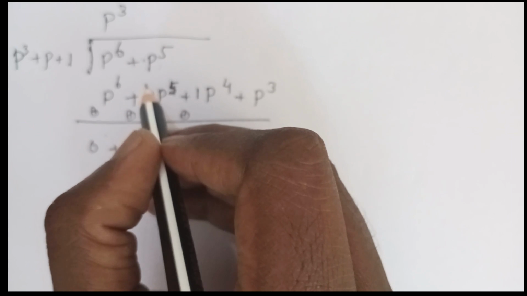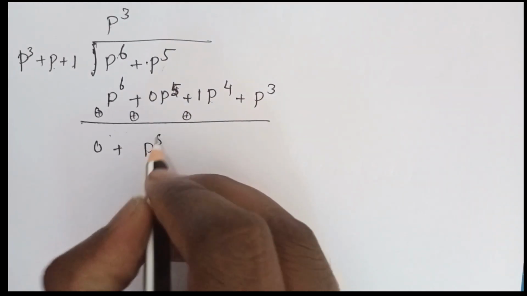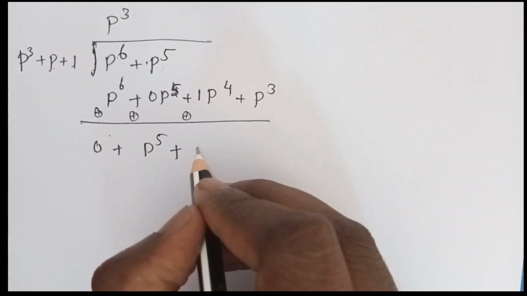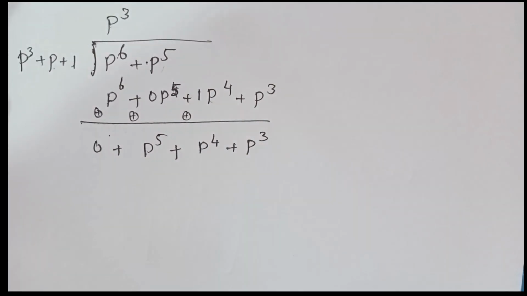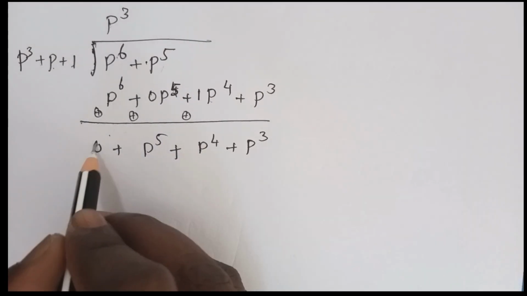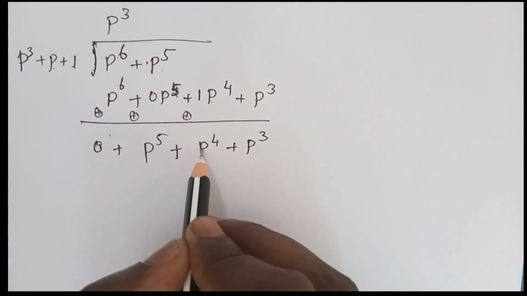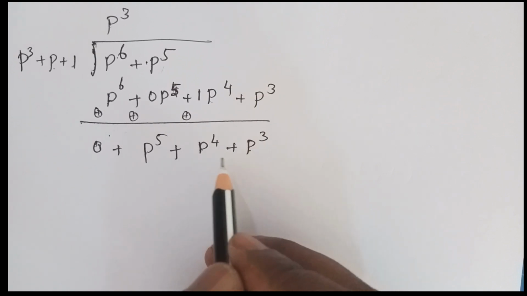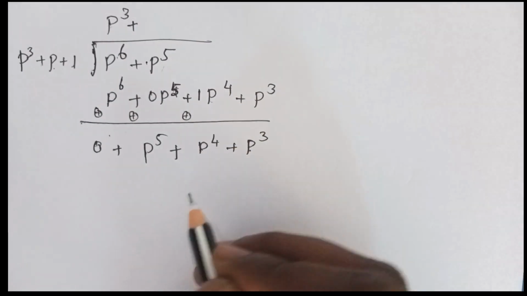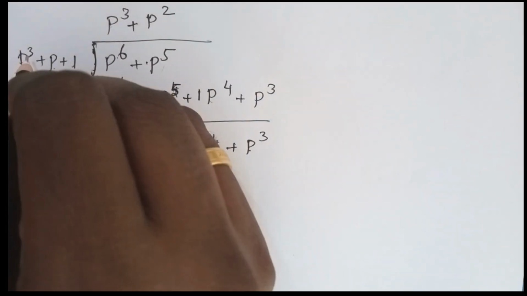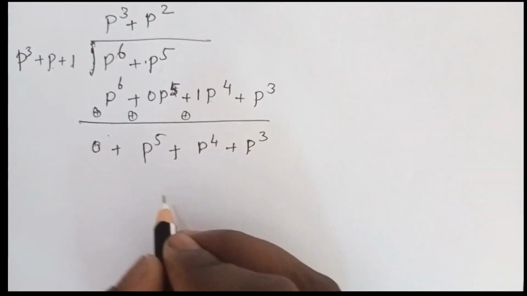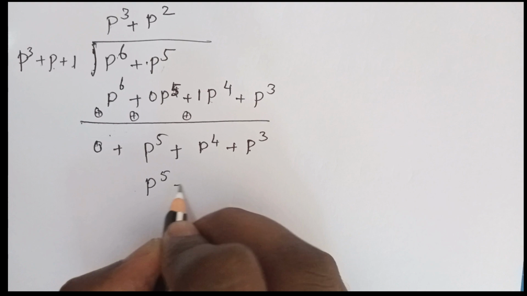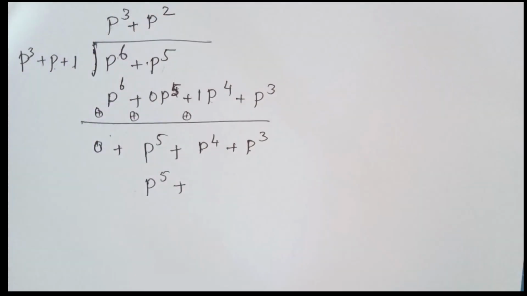Then this is 1 XOR 0, that is 1, that is p power 5. Then we don't have anything here, so it is p power 4 plus p cube. Okay, so it is 0 plus p power 5 plus p power 4 plus p cube. So next thing we need to add, if you want to divide, is p square, right? So power of 3 plus 2 is 5.